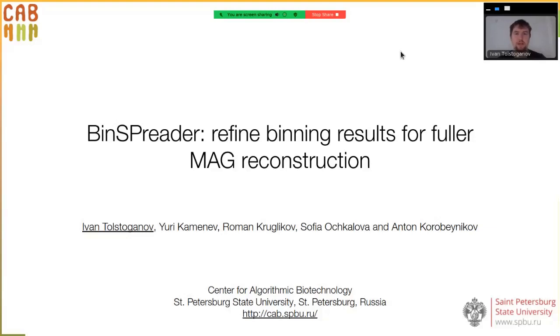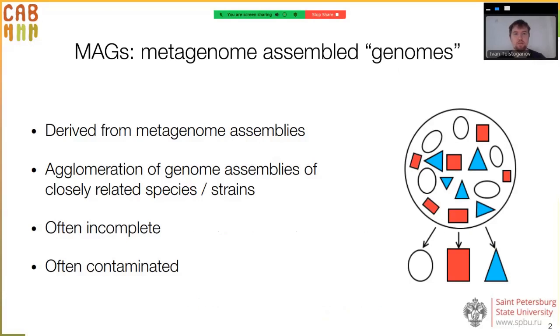Hello everyone, my name is Tolstoganov and I'm going to present BinSPreader, which is a tool for refining metagenome-assembled genomes. A metagenome-assembled genome, or MAG, which you try to reconstruct, is a set of contigs from a metagenomic assembly which allegedly represents a group of closely related species. The common problem with MAGs constructed by state-of-the-art tools is that they're often incomplete or contaminated, especially for complex metagenomic samples.